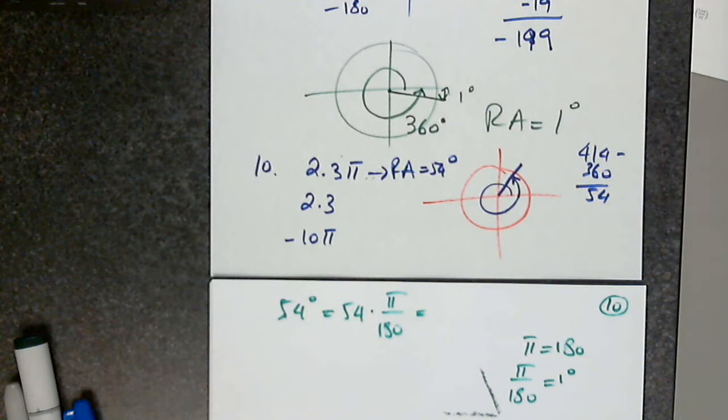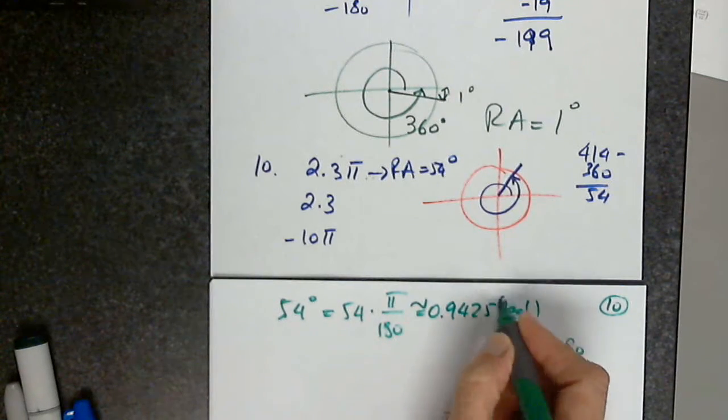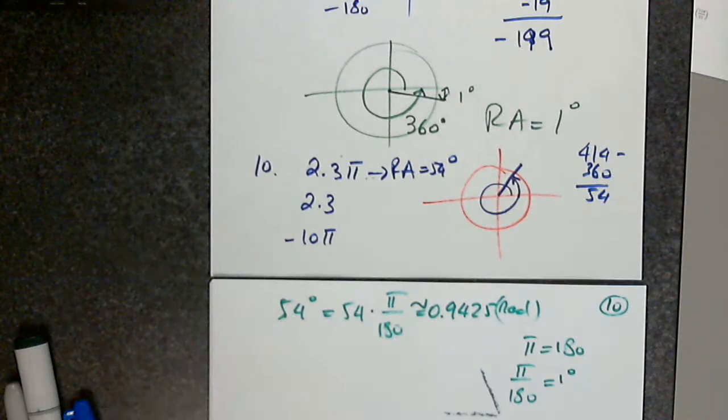So 54 times pi divided by 180. So I expect this, right? Because 57 degrees is 1 radian. So I expect this to be less than 1 radian. So it's 0.9425. So approximately 0.9425 radians. Although we don't have to write radians, because when I say an angle has a measure of 0.9425, then it's assumed that it's radians.